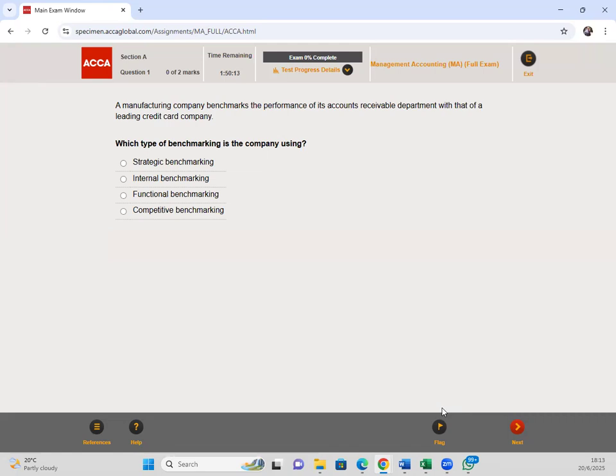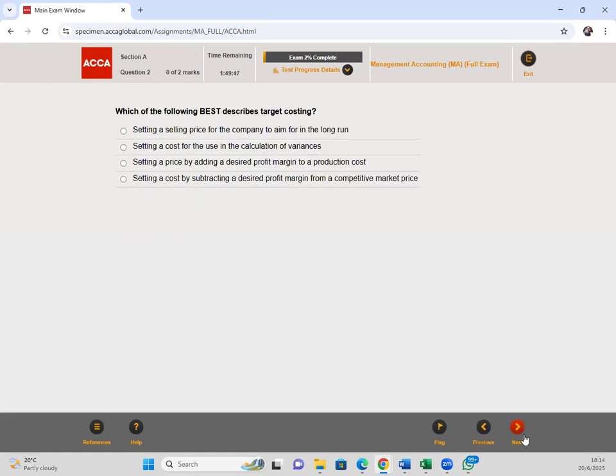Okay. Functional. Let's check that. Yes, that's correct. So that's functional benchmarking. These are functions. These are departments of two different companies. So if you're comparing at departmental level, that's functional. Comparing the organization as a whole with the competitor, what the competitor is doing, can be competitive.